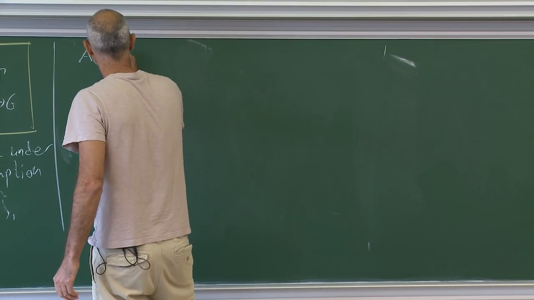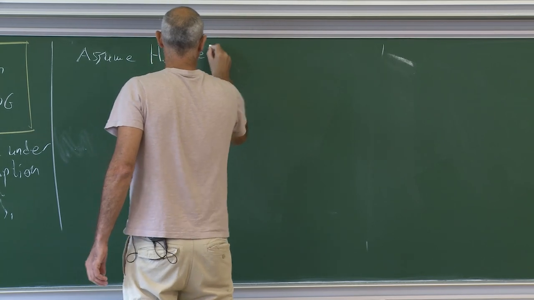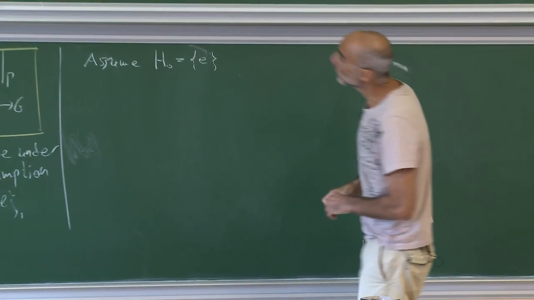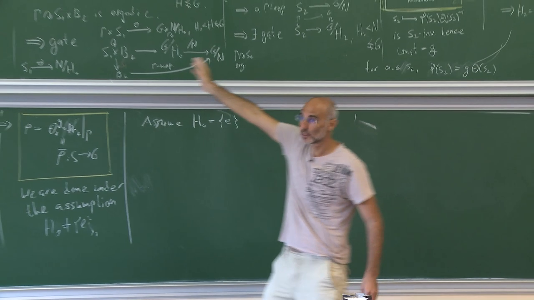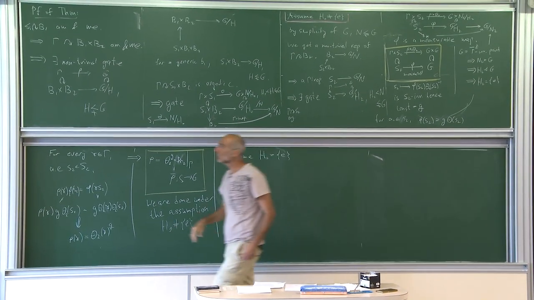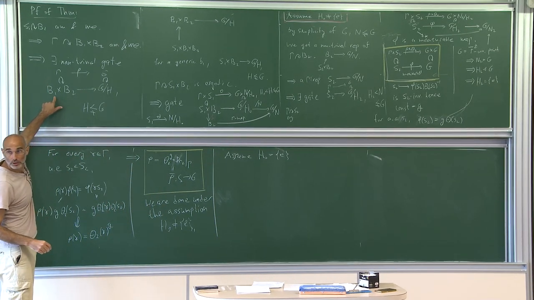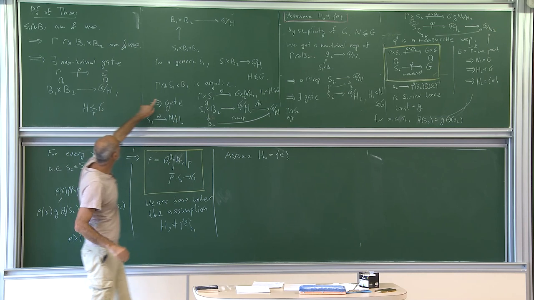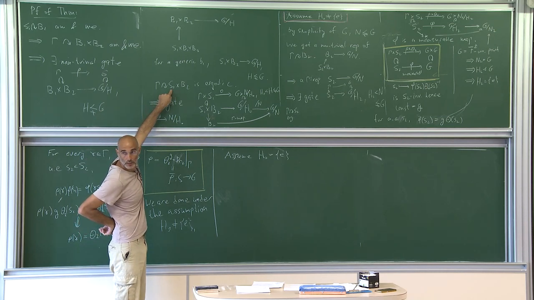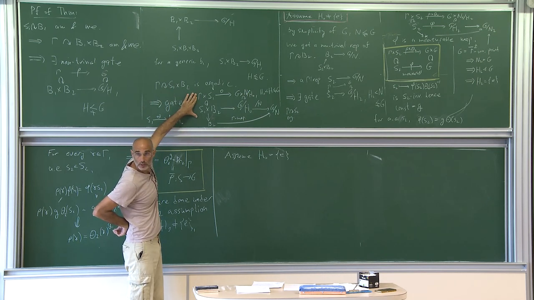Now I'm assuming H0 is trivial, but of course we will have to recall where we are because we took some way. So let us read the proof from the start again and see where we are. We started with such a map, and soon we replaced it with a map from S1 times B2, which was still ergodic. So we took a gate of this. This is where we are.